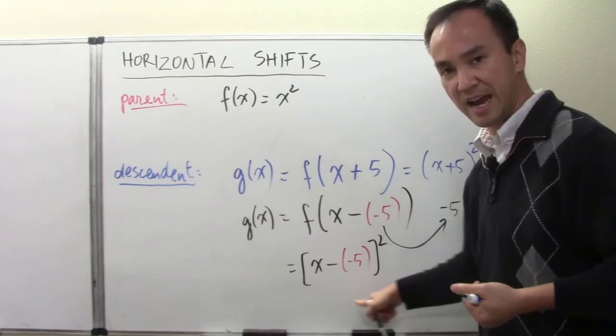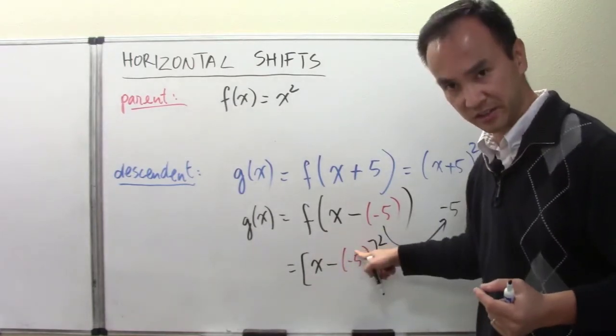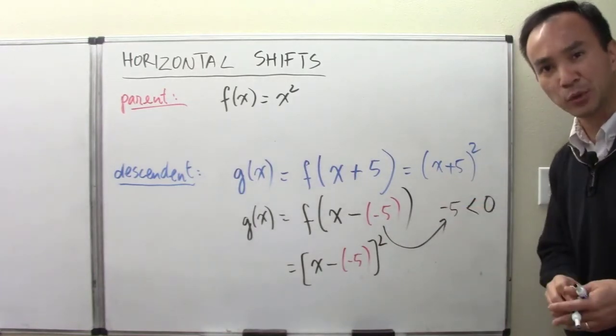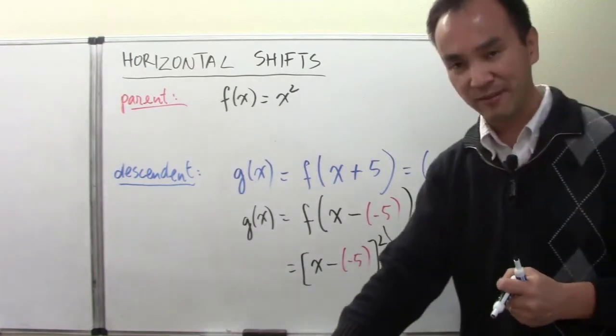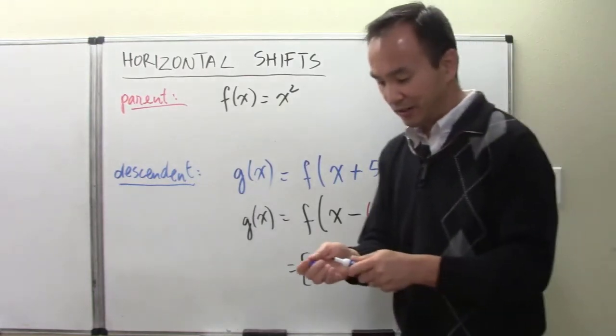This is the actual rule: if you type this into your technology, it will pop out a blue graph like that, so that you can have something to compare with the parent function. All right, but now let's really look at the graph.